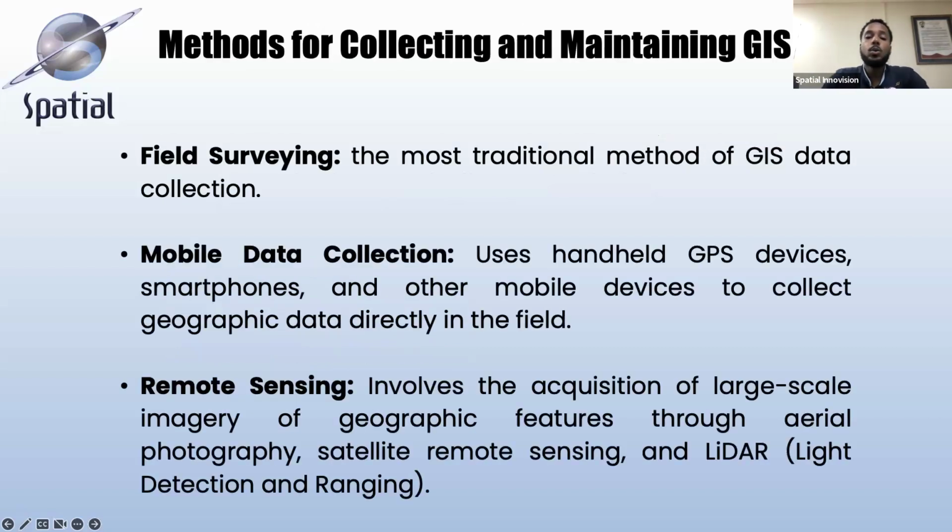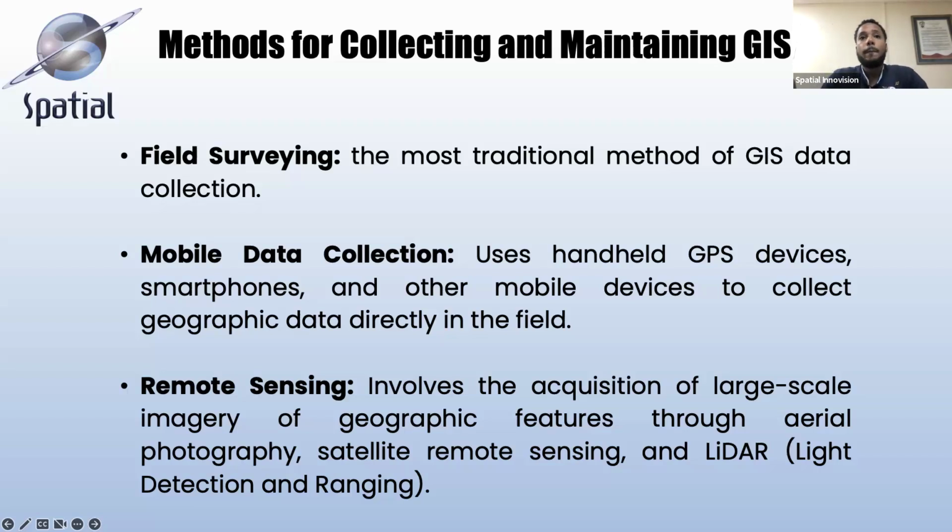Now, we're going to look at some popular methods for collecting and maintaining GIS data. Field surveying is the most traditional method of GIS data collection. It involves the use of surveying instruments such as GNSS RTK, which is real-time kinematic global navigation satellite systems, to measure the spatial coordinates of physical entities with high accuracy.